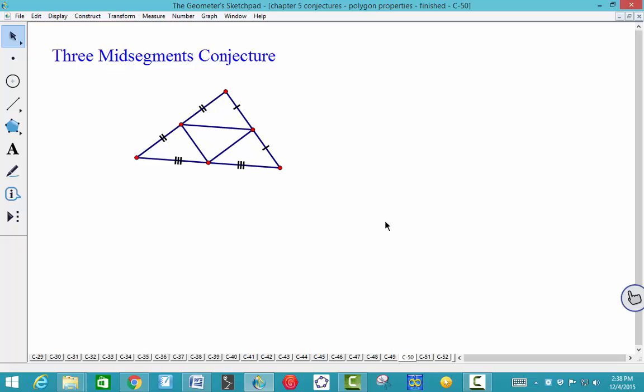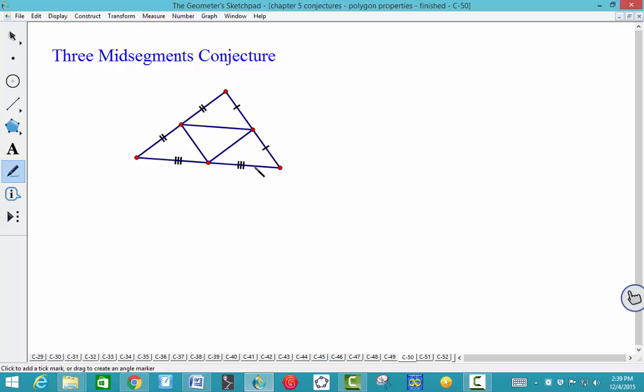Conjecture number 50, the three midsegments conjecture. The three midsegments of a triangle divide it into four congruent triangles. So what are we going to say here? We want to show that the length of a midsegment, and I guess I can start with this midsegment here, the length of a midsegment is equal to half the length of the base.